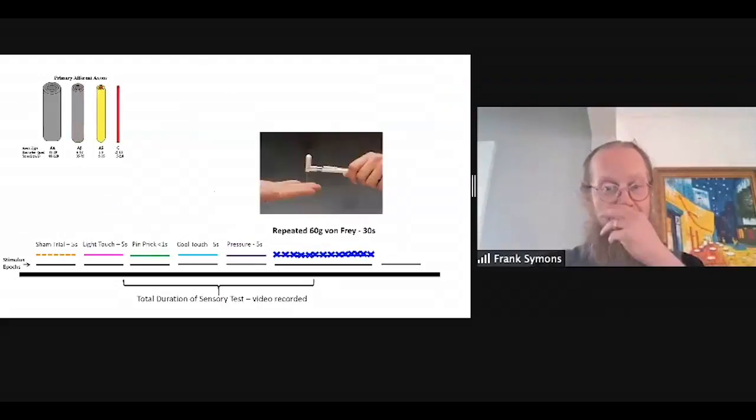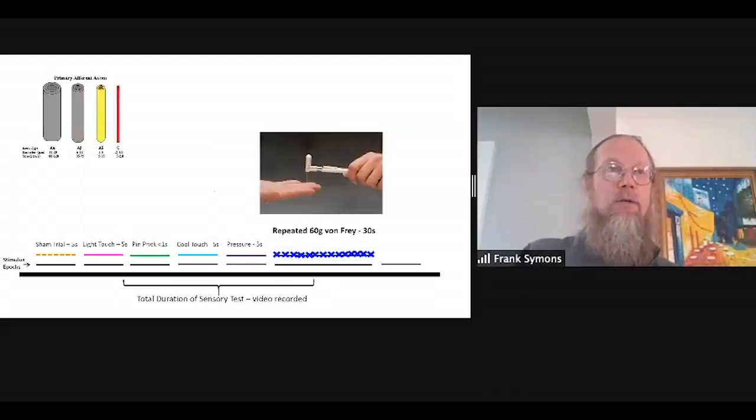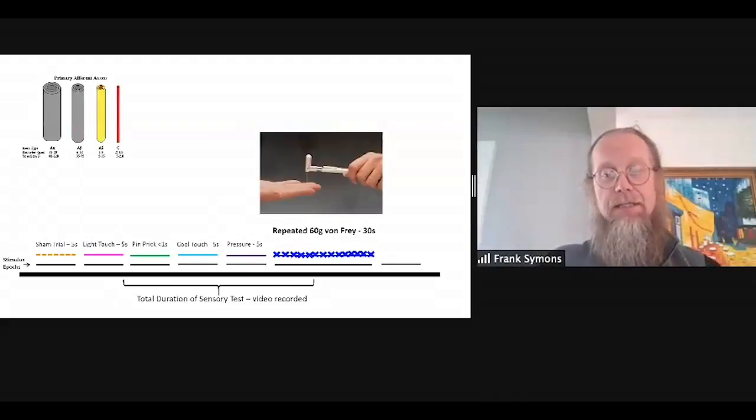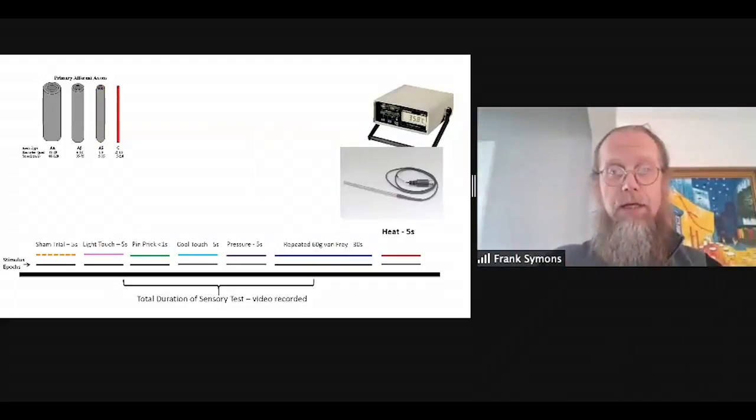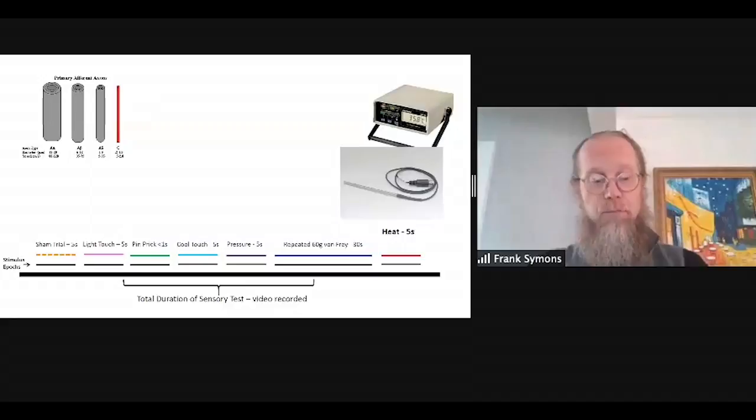We do a repeated von Frey that relates to a construct called central sensitization, and the idea that normally non-noxious stimuli may get amplified, or painful stimuli are further amplified, and then finally heat. And so we go through a progression.